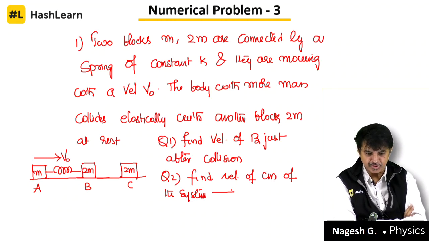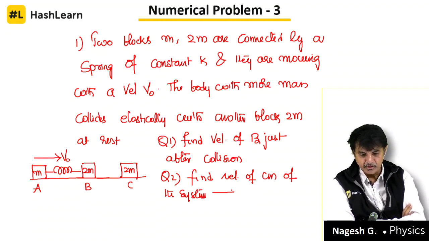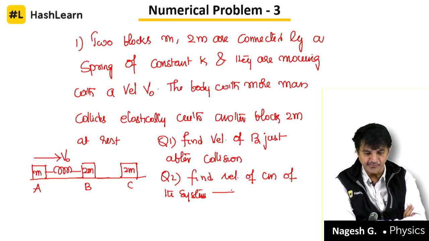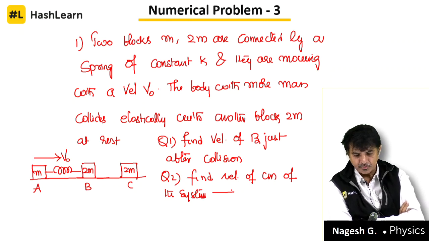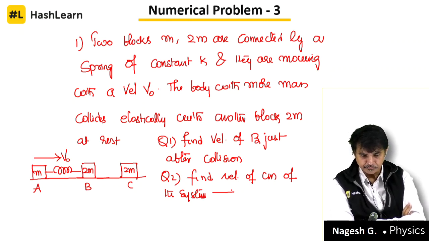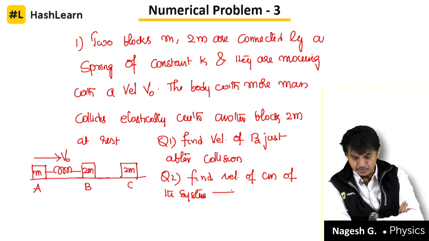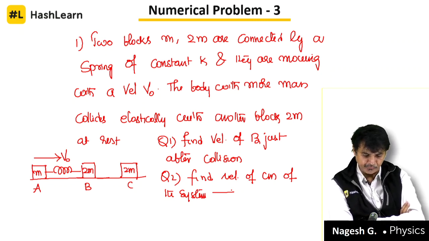For the first question, she came out with the answer V0 by 2. I hope it is the answer for the first question or second question, Bhagyasri. So here I mentioned two questions. Question number 1, velocity of B just after collision, and question number 2, velocity of the center of mass of the system. These were the questions.